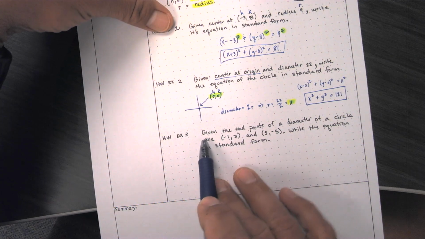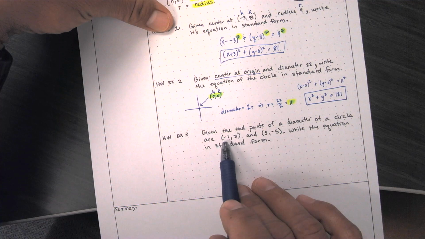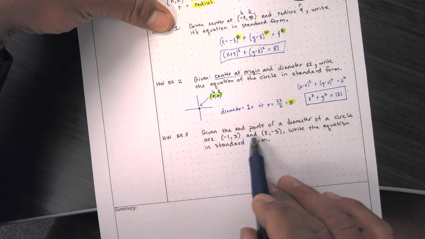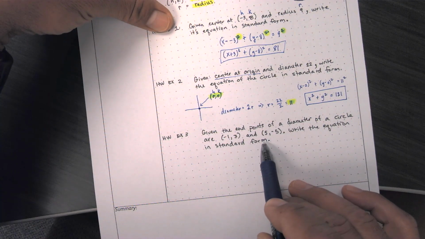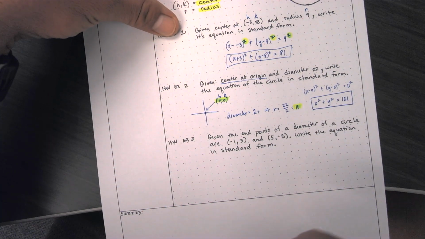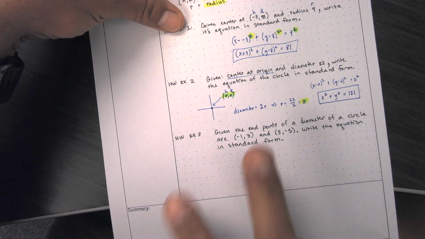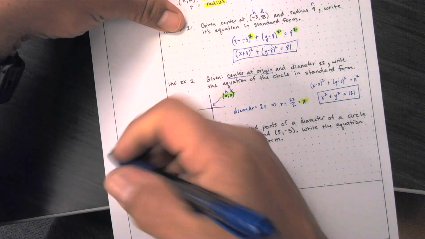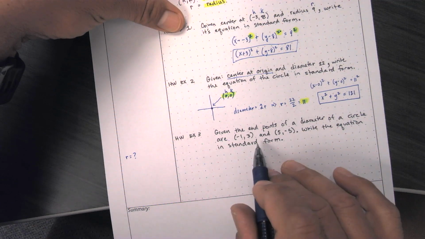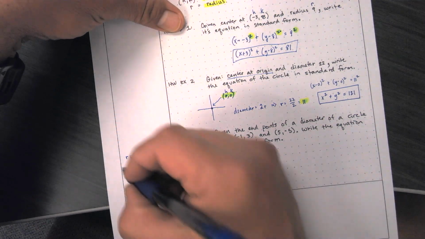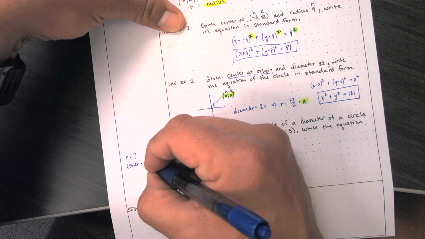Now this last example says, given the endpoints of a diameter of a circle are (-1, 3) and (5, -5), write the equation in standard form. So in this case, we still need to do two things. We still need to find the length of the radius. We need to know what the radius is. And then we also need to figure out where that center point is. So the two things that we need are the radius and center.